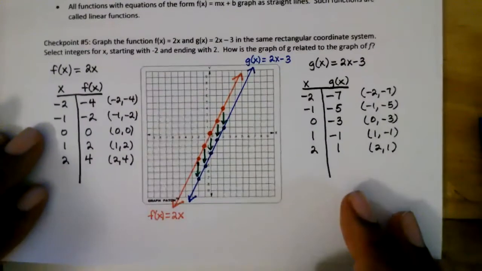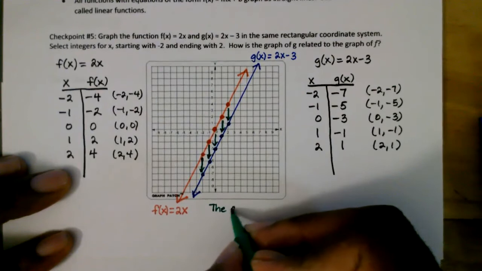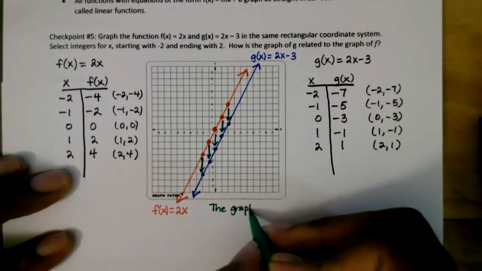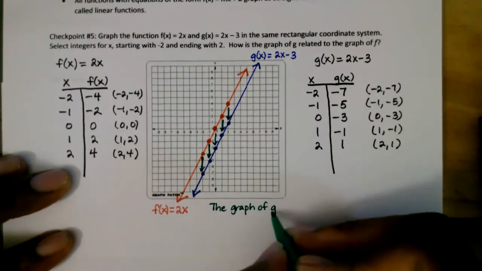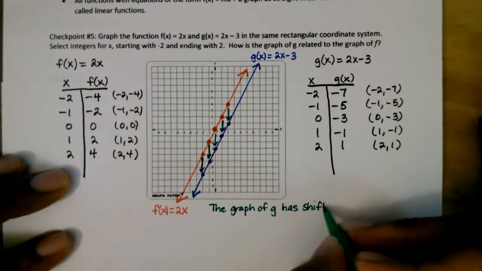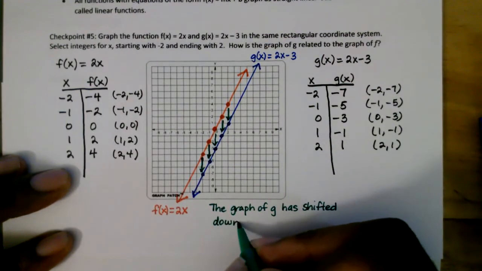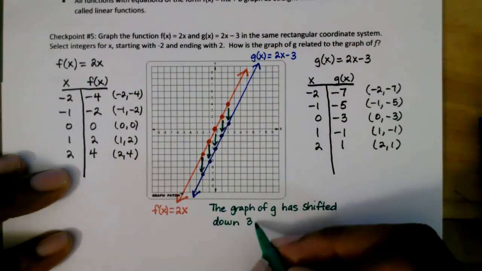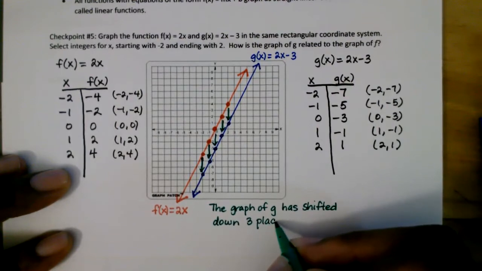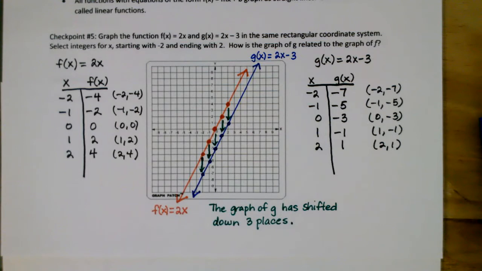So if we want to write this out, we can say here, the graph of g has shifted down 3 places. Or you can say 3 units now. Okay.